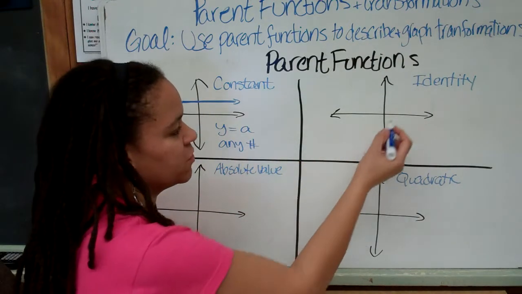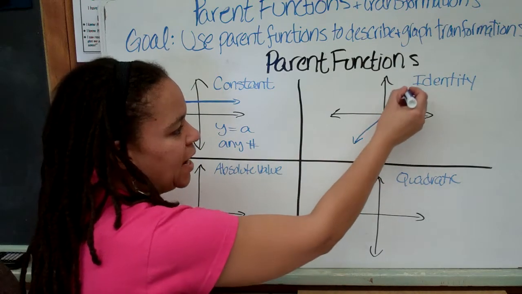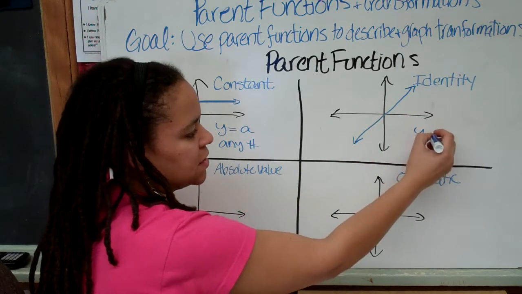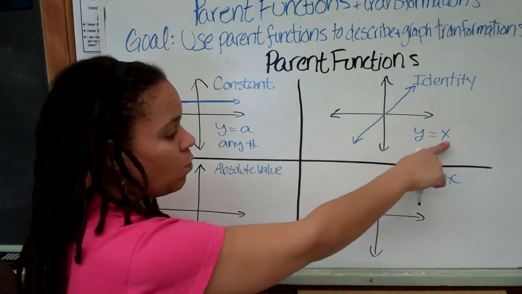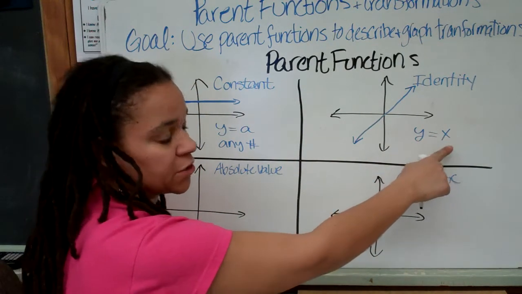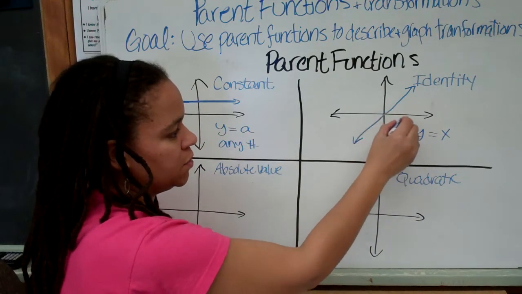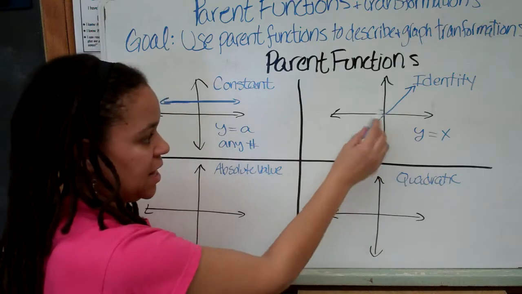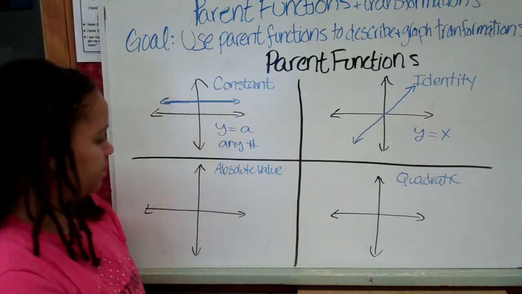The identity function is one which goes right through the origin, and the equation for it is y equals x. So if you put in 1 for x, you'll get out 1 for y. 10 for x, 10 for y. If you graph this, it'd be like (1, 1), (2, 2), (3, 3), (-1, -1). So whatever y is, x is. That's called the identity function.